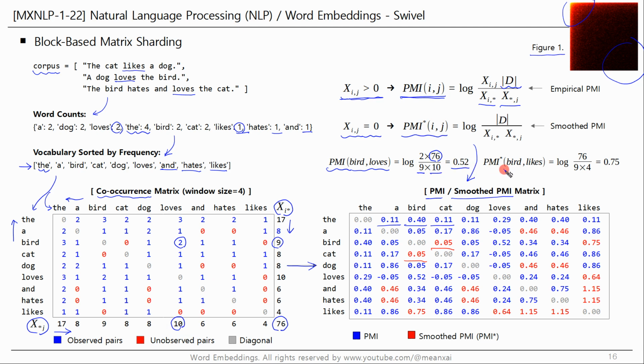Now, let's calculate the value for bird and likes. Their co-occurrence count is 0. So this time we use the smoothed PMI formula. Here D is 76, Xi* is 9, and X*j is 4. This gives us a smoothed PMI value of approximately 0.75.